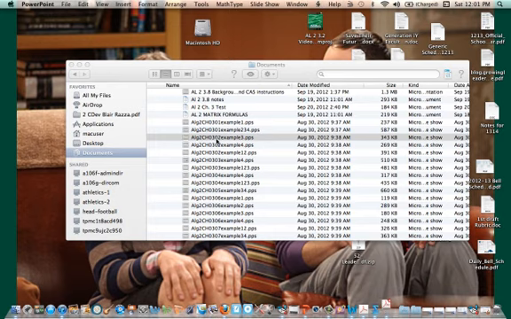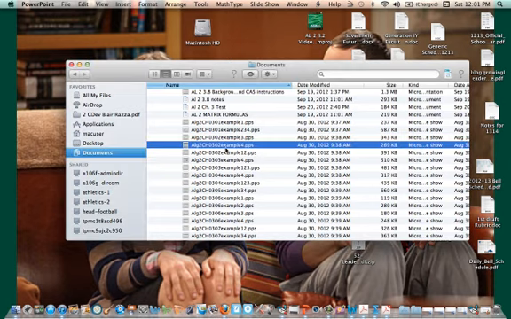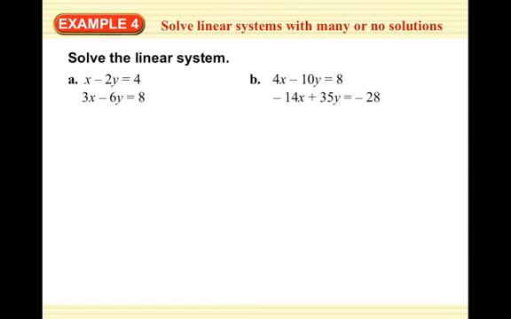Okay, we're going to go on to example 4. All right, we're going to solve a linear system. I don't tell you what method to use, so it's really up to you. Now, obviously, a method has been picked to work these out, and the reasoning behind it will be explained.